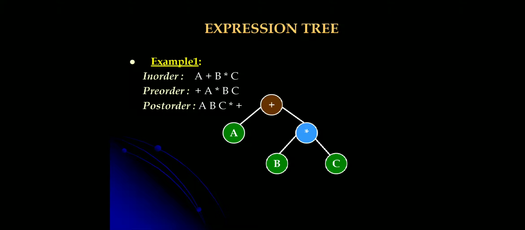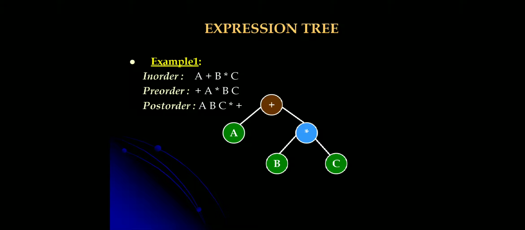Before that, what you need to remember is, whenever an expression tree is given, if you do the in-order traversal of an expression tree, you are going to get an infix expression, and if pre-order traversal is done, then we are going to get the prefix expression, and if you do the post-order traversal of the expression tree, you are going to get the postfix expression. You can observe here, leaf nodes are A, B and C, which are the operands. Non-leaf nodes are plus and star, which are operators.